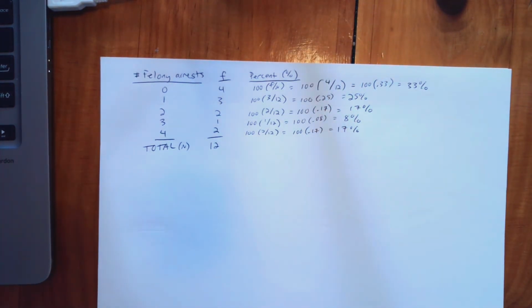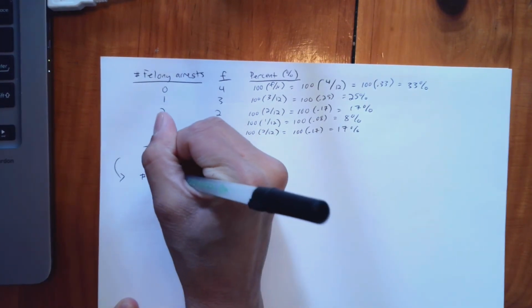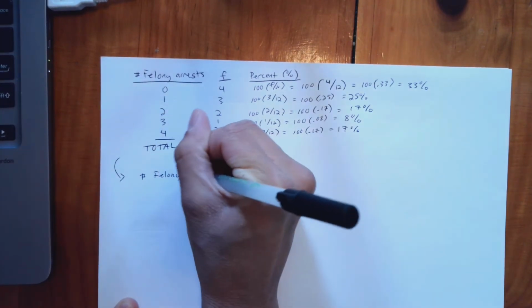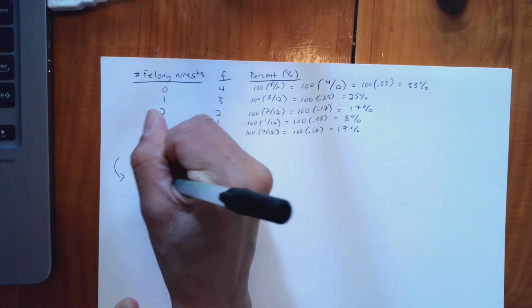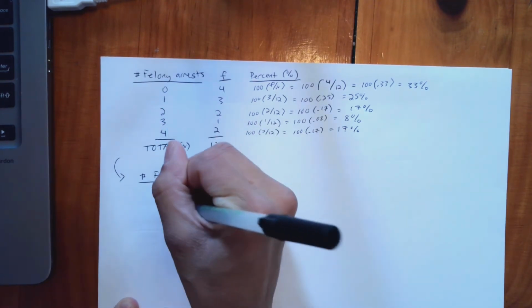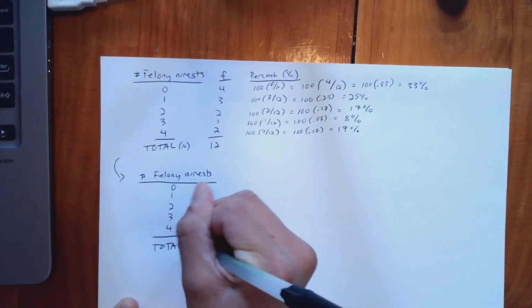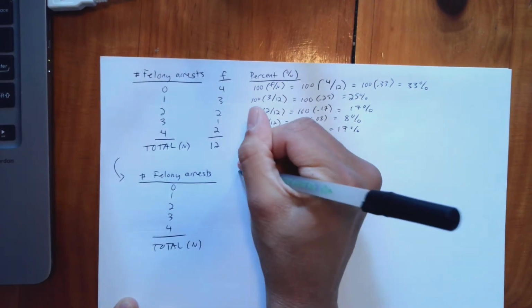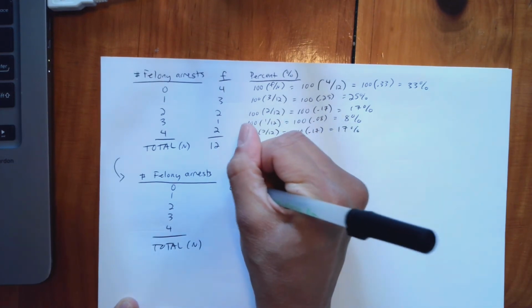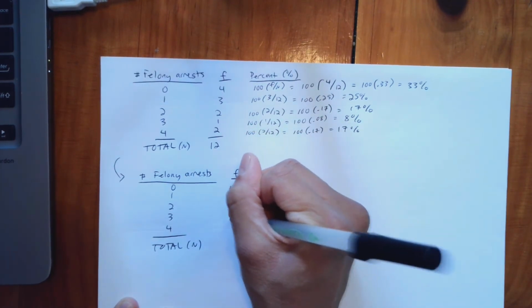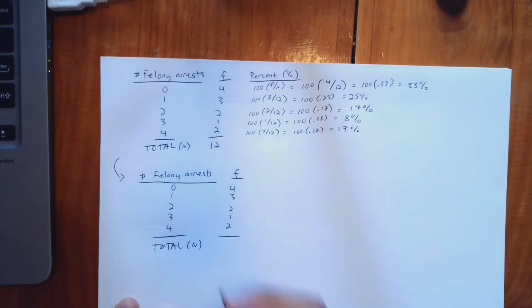So that's it. We've made a relative frequency distribution. And I'm going to write this out a little bit more cleanly now without all this noise. So we have our number of felony arrests. Zero, 1, 2, 3, and 4. Our total, or n. We have our frequency, 4, 3, 2, 1, and 2, which comes out to a total of 12.